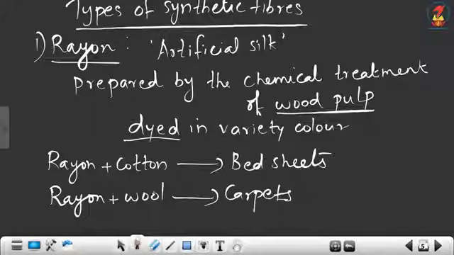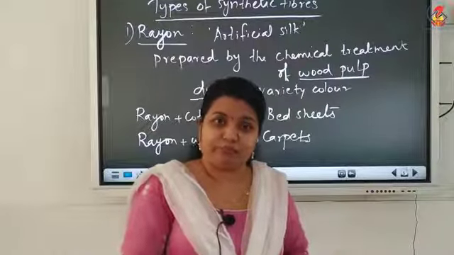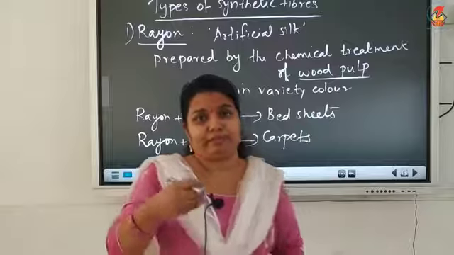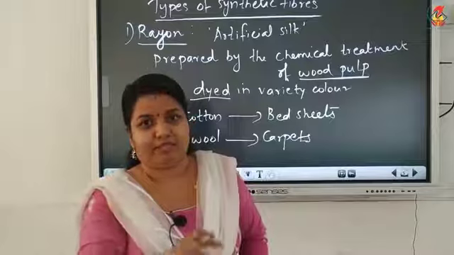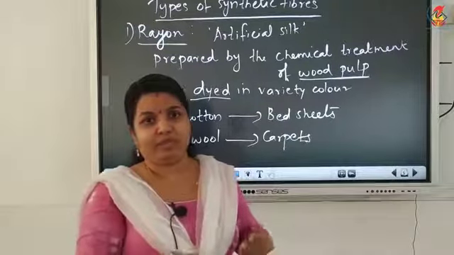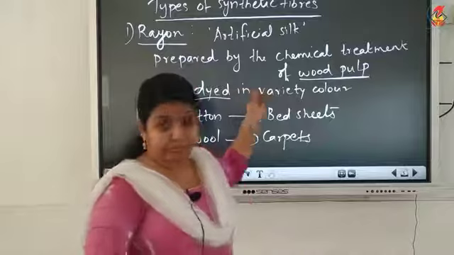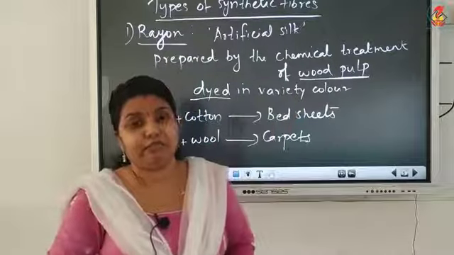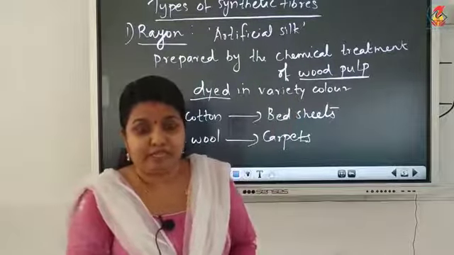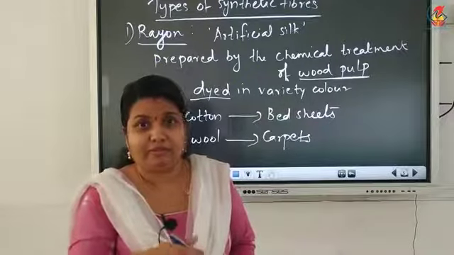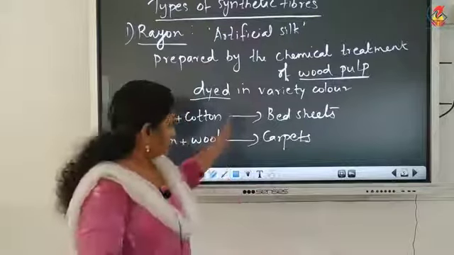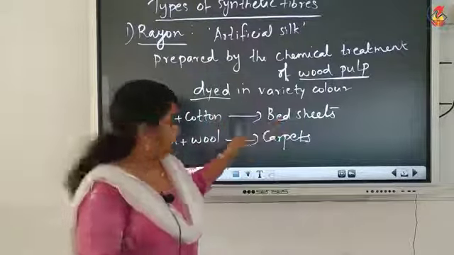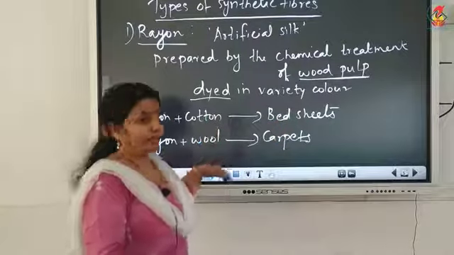It is a synthetic fiber, which is known as artificial silk, because it's a man-made fiber. It is prepared by a chemical method, but it resembles silk in its properties. It can be woven just like silk fibers. And how is it prepared? By the chemical treatment of wood pulp. The raw material used is natural, but the method is chemical. So it is a synthetic fiber, but it is not fully synthetic. It is mixed with cotton to make bed sheets, and also mixed with wool to make carpets.